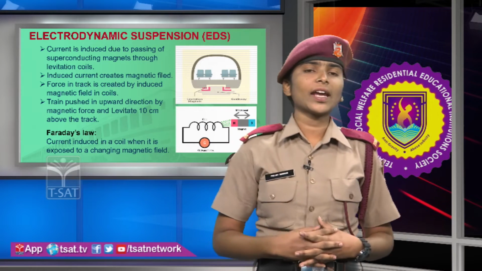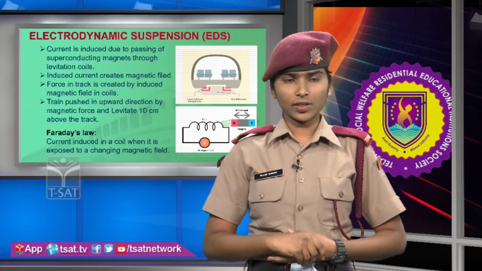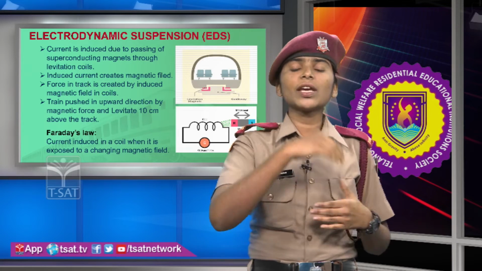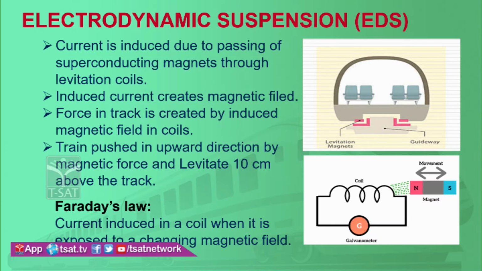Let me clearly explain the electrodynamic suspension system. Here in the image we could clearly see the levitating coils, a superconductor, the guideway, and the guide walls. Let me explain. When a superconductor material is passed through the levitating coils, then current is induced in them, and this induced current creates a magnetic field.